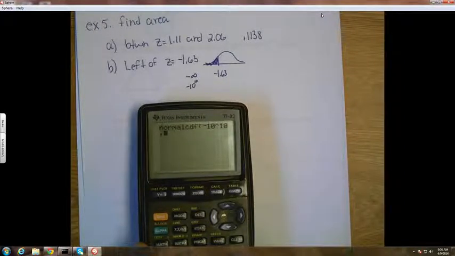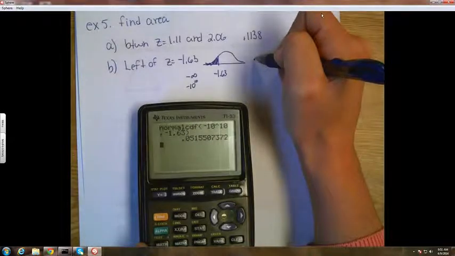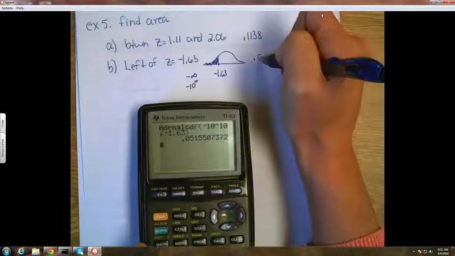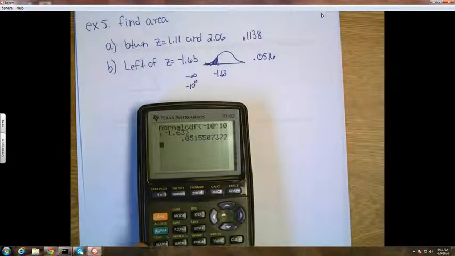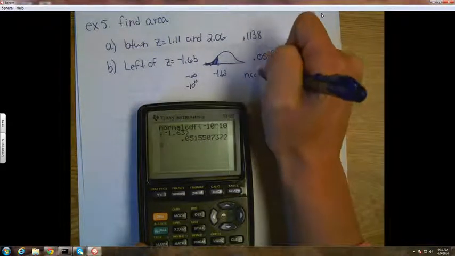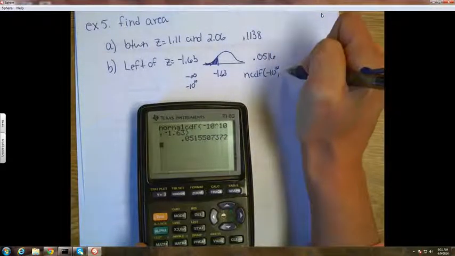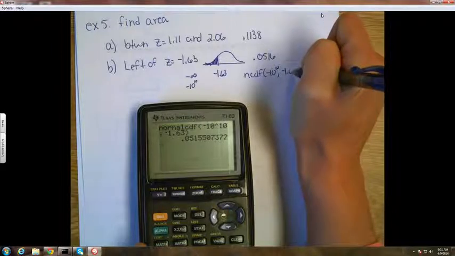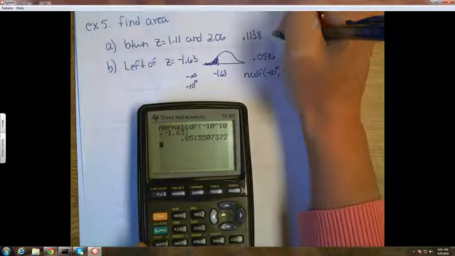And let's see, with the table we had 0.0516, that's what we're going to get here. Oh, I should have typed in what I did, NCDF, in case you need to look back. Negative 10 to the 10th, and then negative 1.63. Because on a quiz or a test, you're going to have to give me this calculator line so I know what you're doing.